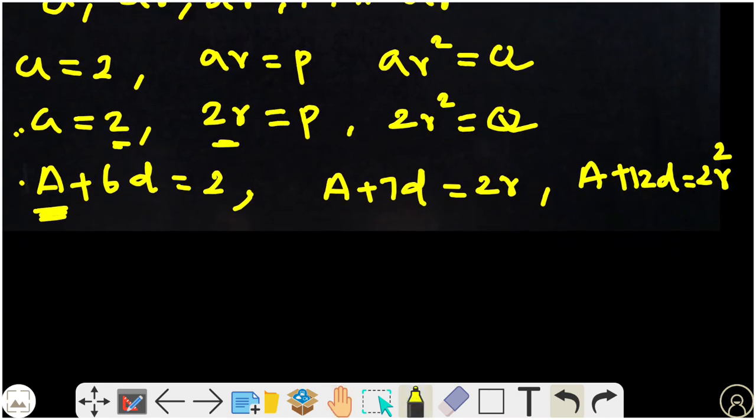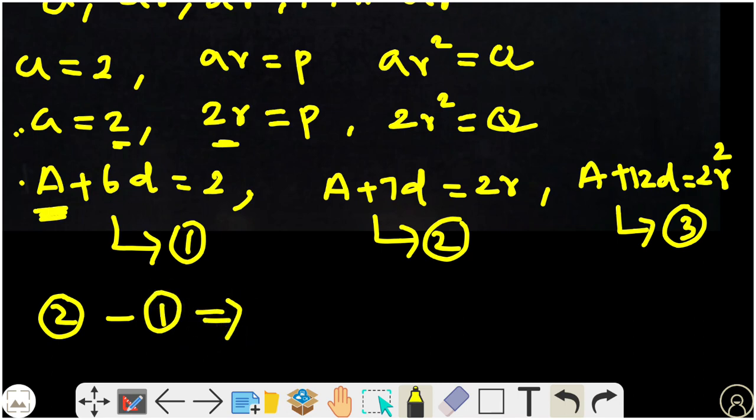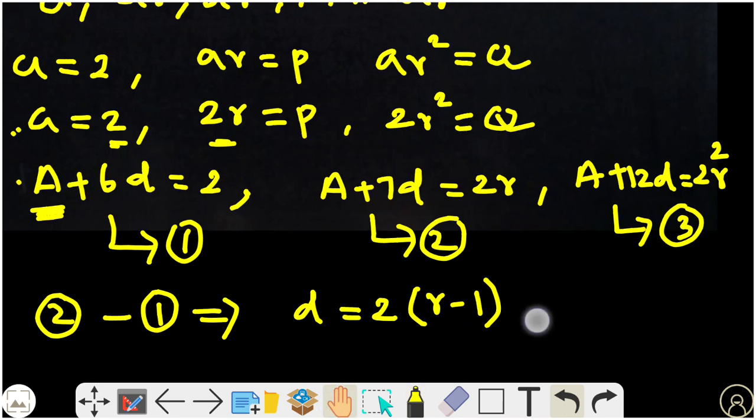This is the third equation, this is the second equation, and this is the first equation. Now I am going to subtract equation 2 minus 1. So I will get what? A obviously cancels, 7d minus 6d, which is equal to 2r minus 2. So 2 is a common term, the remaining one is r minus 1. So d is equal to 2 times r minus 1.